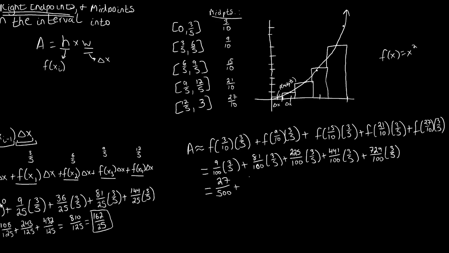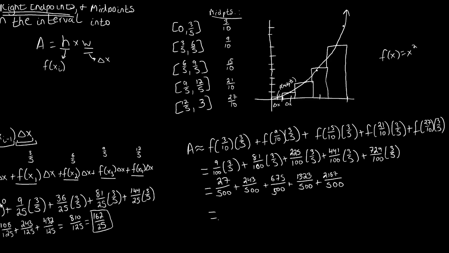plus 81 times 3 gives us 243, and that's over 500, plus 225 times 3 gives us 675 over 500. And then we're going to add 441 times 3, which gives us 1323 over 500. That was my fault. Plus 729 times 3 is 2,187, again over 500.